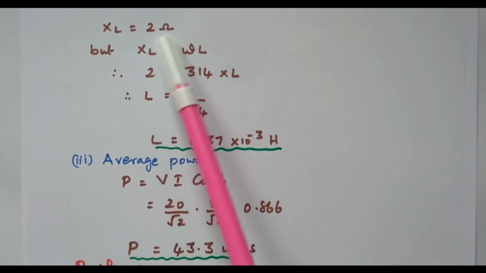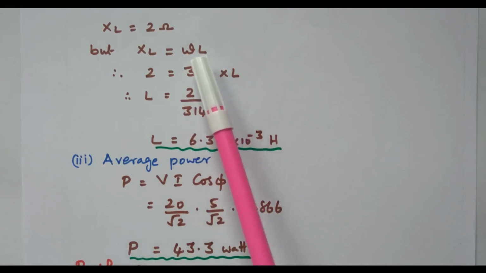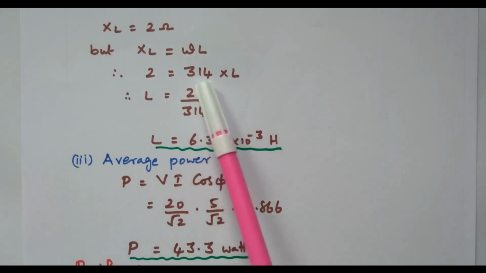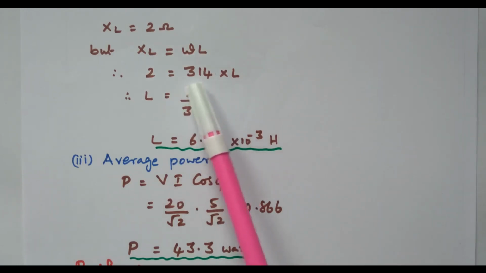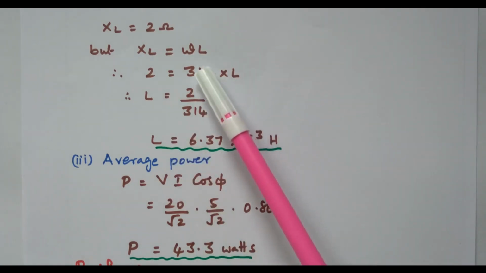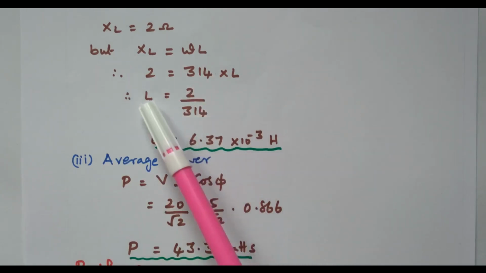XL equal to 2 ohm we calculated, but XL is nothing but omega into L. The general formula is available. So XL equal to 2, omega is 314. From the voltage and current equation, the omega we identified as 314 into L. So L we need to find, so we bring the 314 in the denominator. So 2 divided by 314 is nothing but inductor.